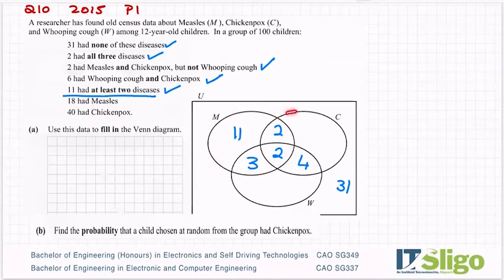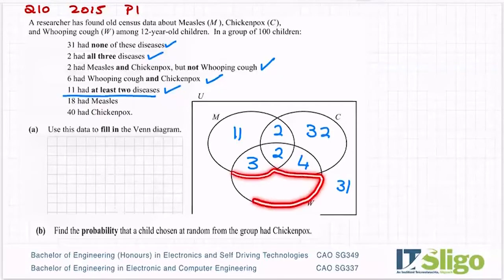40 had chickenpox. So in the same way, this whole circle has to add up to 40. So I have 4, 5, 6, 7, 8. Take 8 away from 40 and I have 32. I have one area left. It's perfectly acceptable that there's nothing in it, but how do I check that? Well, I'm going to see, have I accounted for all 100 children?